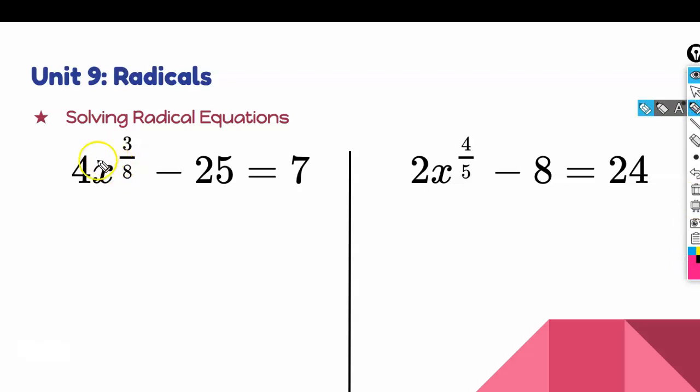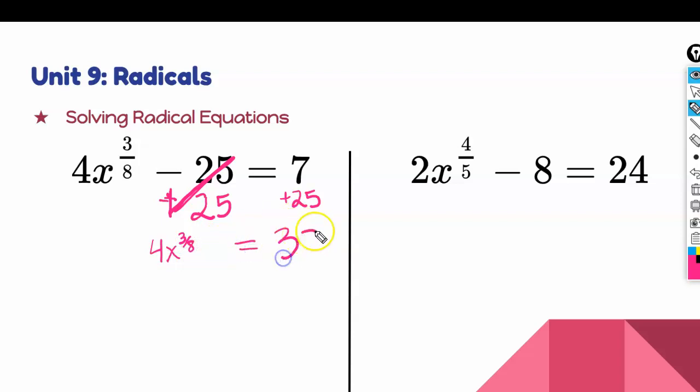Alright, so first, I have to get x alone. What's the furthest thing away from x on this side of the equal sign? This minus 25. And to get rid of it, I'm going to do the opposite of minus 25. I'm going to add 25 on both sides. Okay, plus 25. So then I have 4x to the 3 over 8 equals 32.